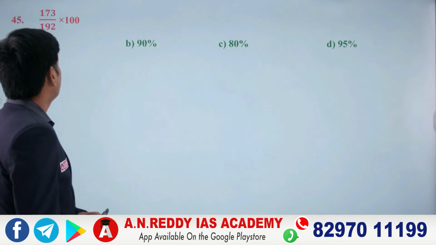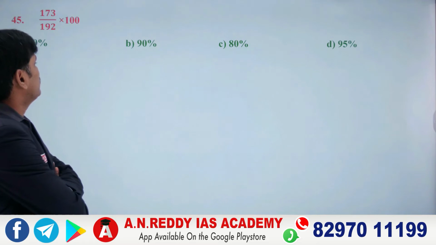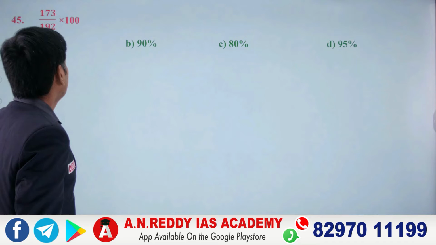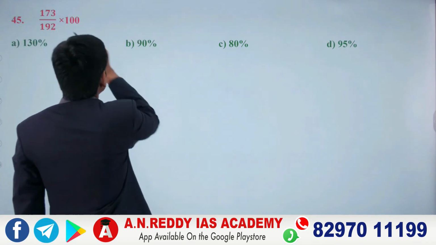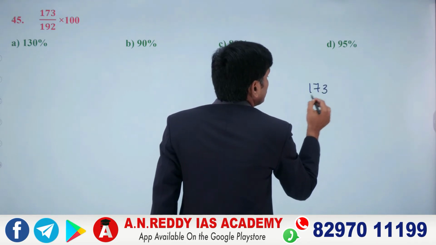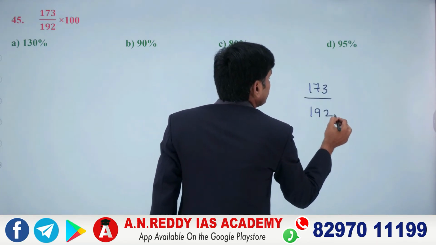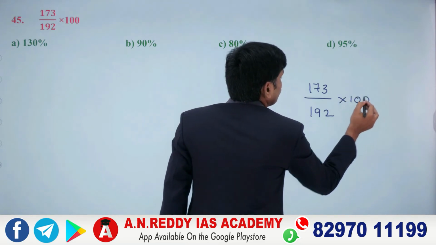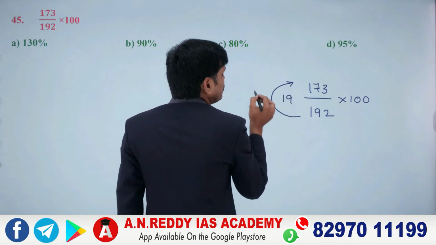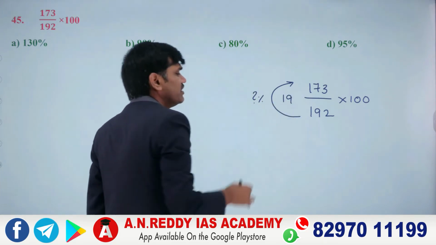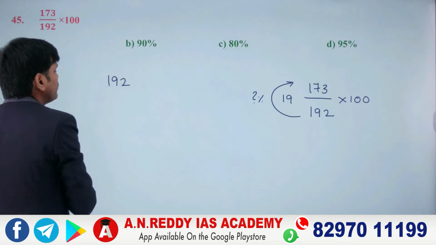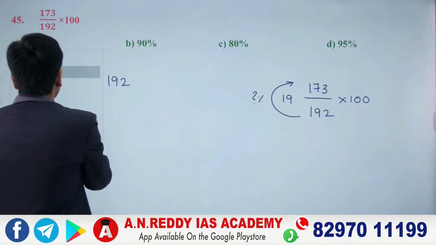Next, let us go to problem number 45. 173 by 192 into 100. So 173 is what percent of 192? Okay, let's go ahead. As it is very near, we can go in reverse order. From 192, how much should I remove to reach 173? I should remove 19. So 19 means how much percent I have to remove? I have to check.